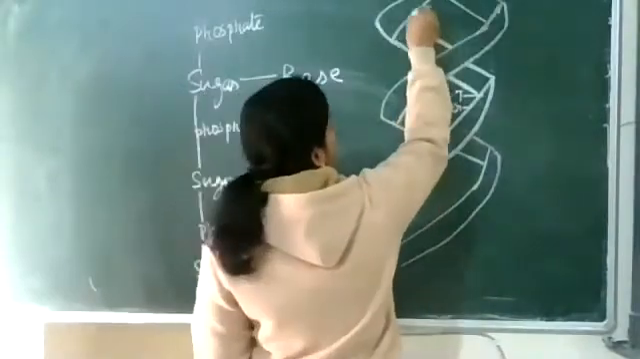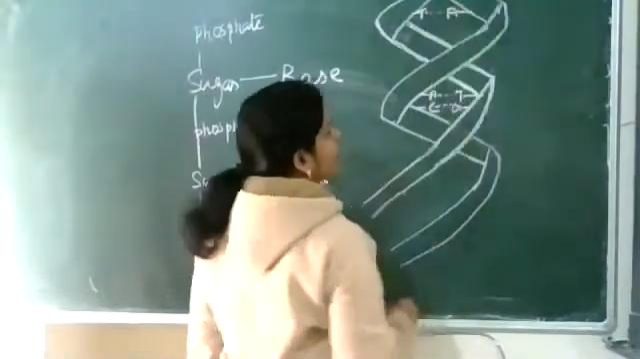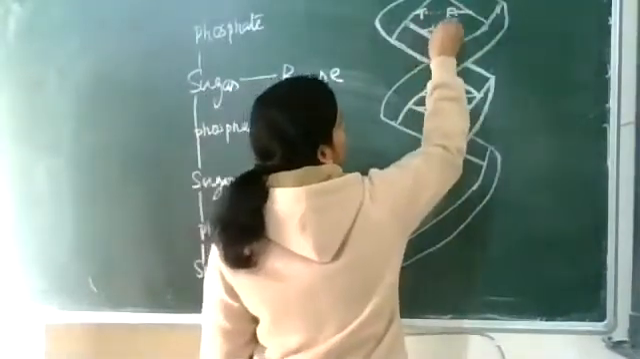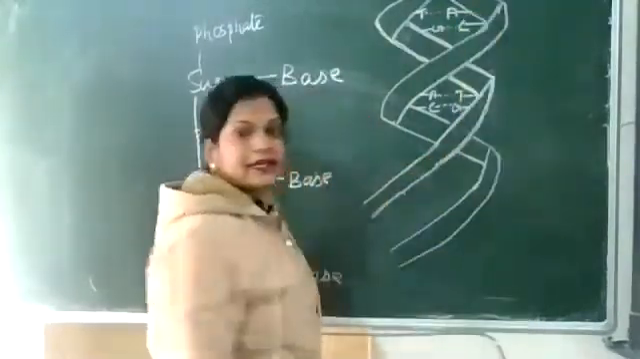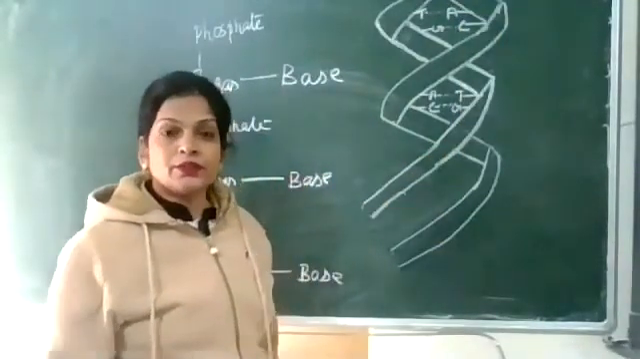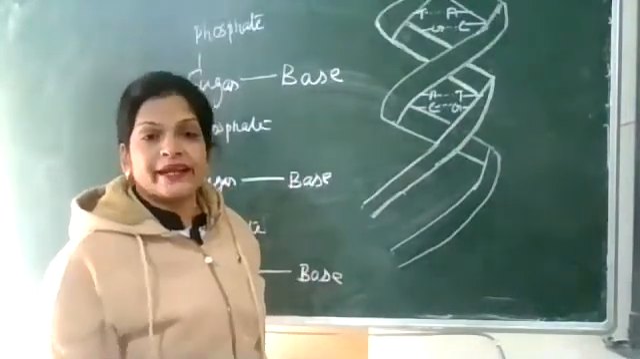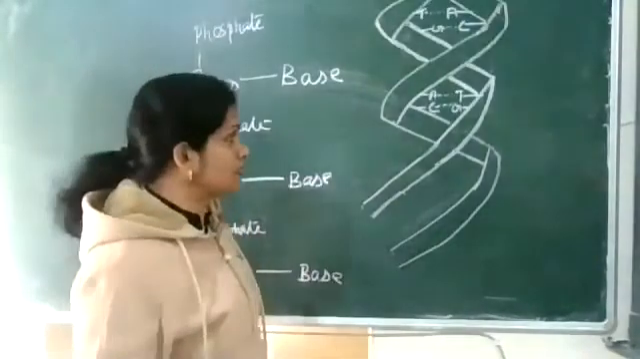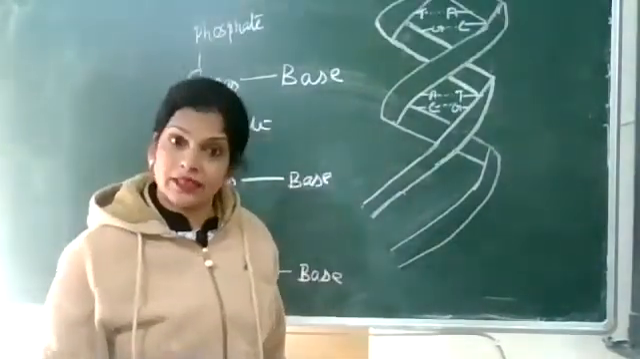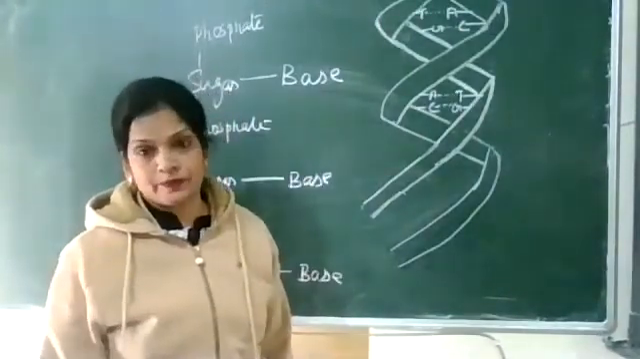So here, thymine will be pairing with adenine of the next. Guanine will be pairing with cytosine of the next. Like this. Due to this base pairing, suppose there are 40 adenine, there will be 40 thymine. Suppose there are 30 cytosine, there will be 30 guanine. Due to this base pairing principle.